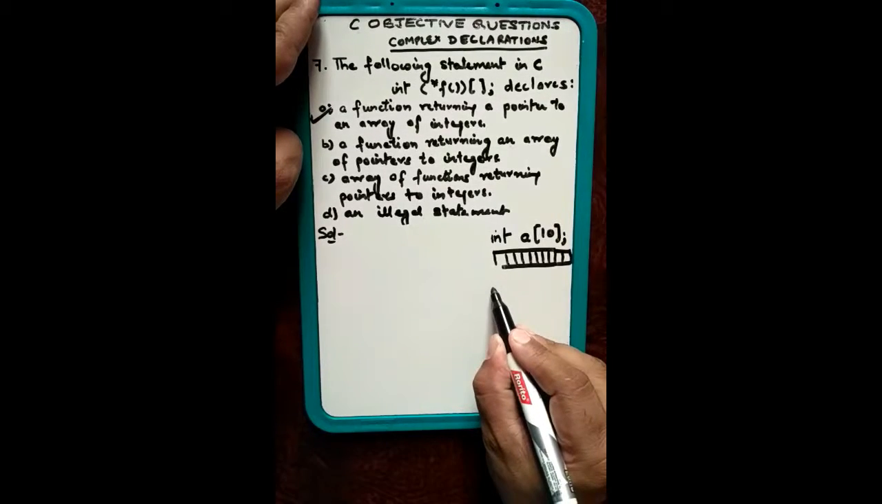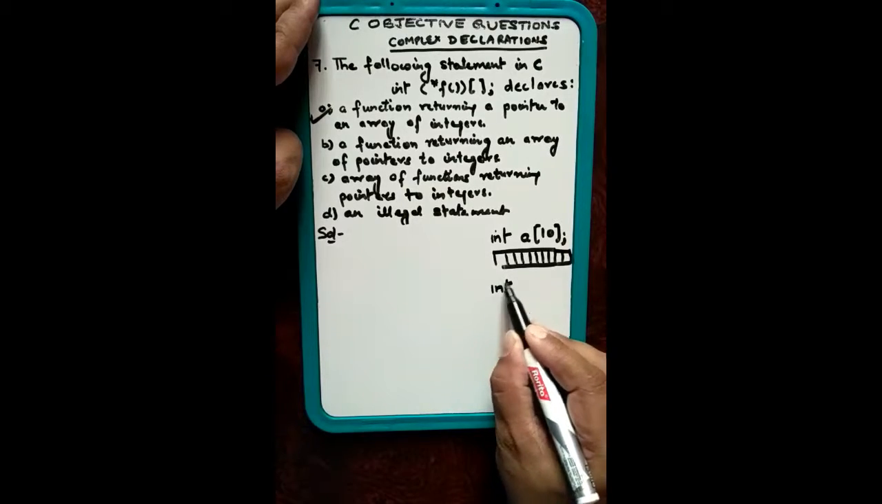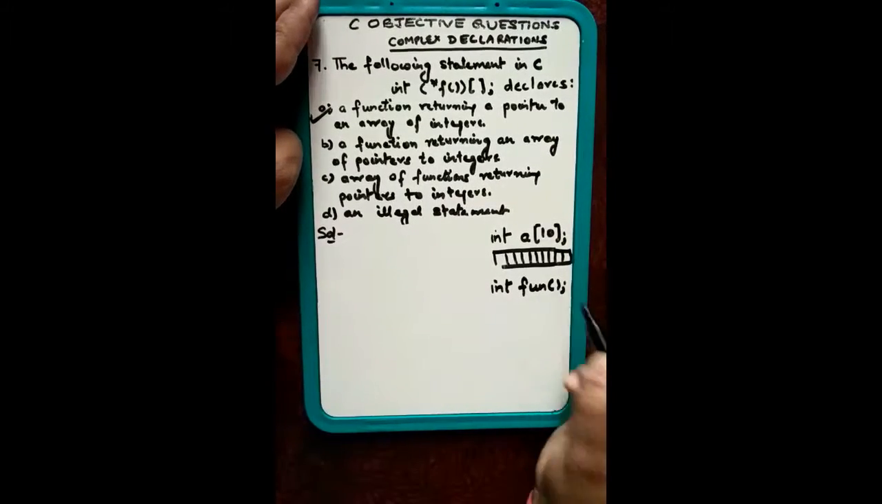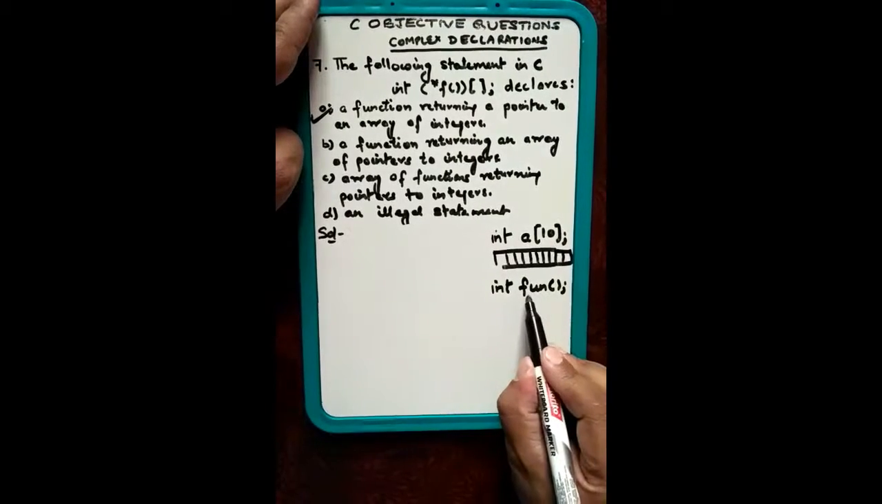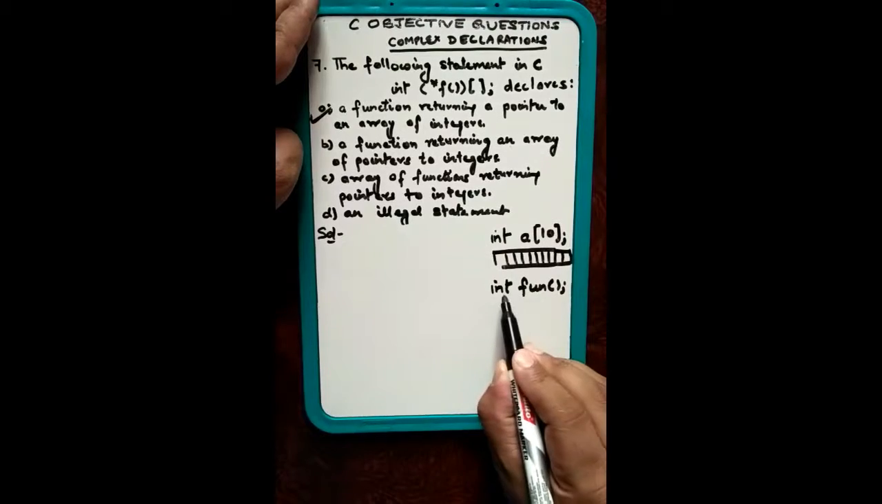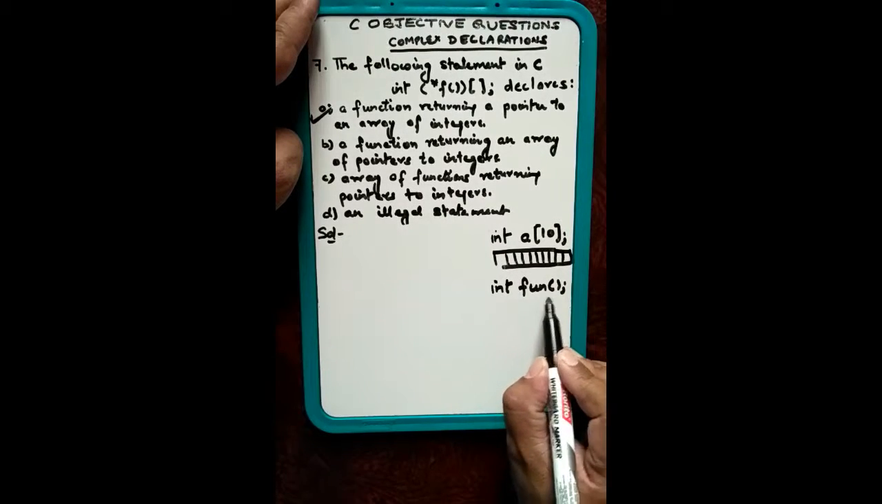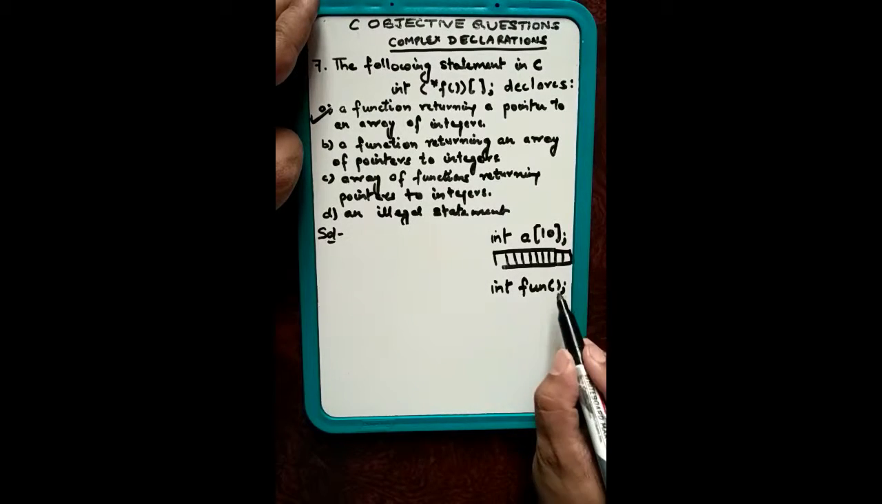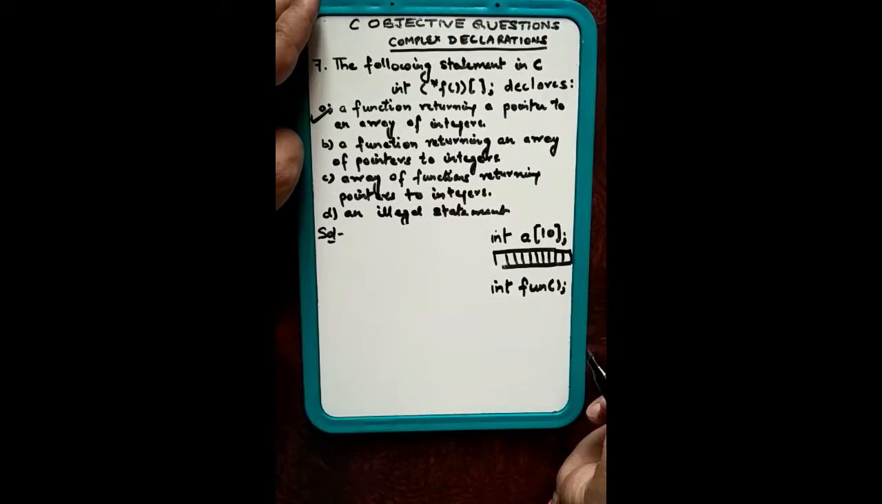If we want to declare a particular function, we simply write, for example, int fun with parentheses. What does it mean? It means that fun is a function whose return type is integer, that is, it returns an integer value. In a function declaration, we simply use parentheses to declare a function.